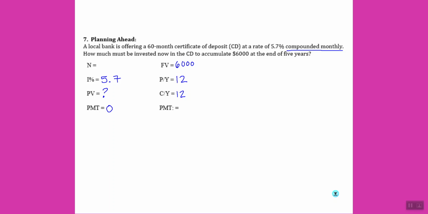How much money? We don't know. The PMT is going to be end because it didn't say anything about beginning. So N is the number of months because it is monthly that the money's in the account, which in this case would be 60. That's the same as 5 years because 5 years times 12 months in a year is 60.